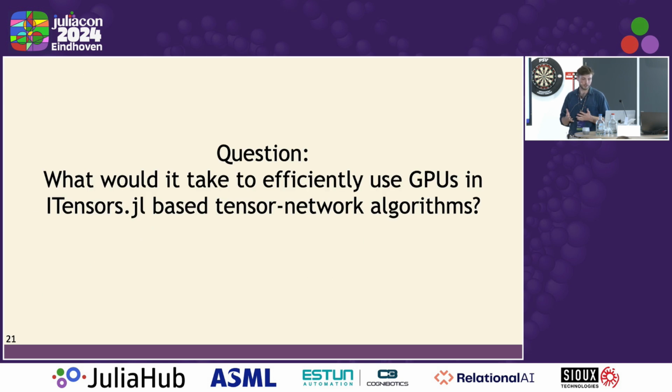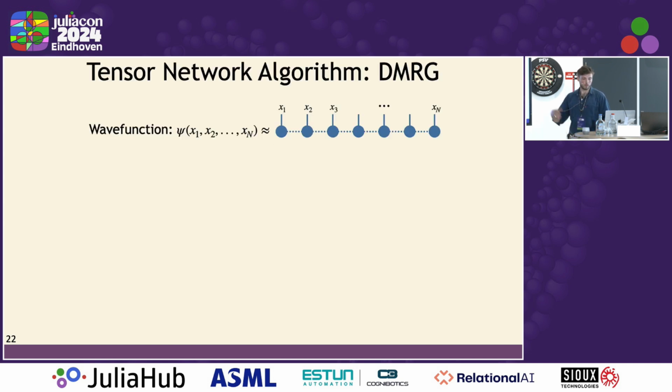So then we ask the question, well, what would it take to make efficient GPU code with this tensor network algorithm? Tensor network algorithms seem a little bit ethereal, so maybe I'll walk through one just to show what kind of operations we might need to do.